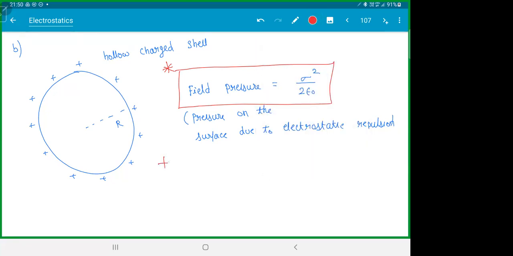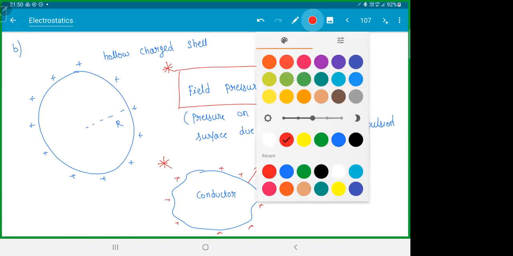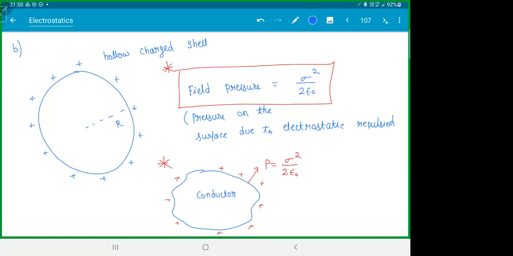And something more about this result is also valid for any random shaped conductor. If you have any random shaped conductor whose charge density is sigma, it experiences a repulsion. The pressure P is given by sigma square by 2 epsilon. We'll not see the derivation. The result is important. So let's put it up. So this is about the pressures in electrostatics. Solid sphere pressure and hollow sphere pressure. This is the pressure on the surface, not inside.